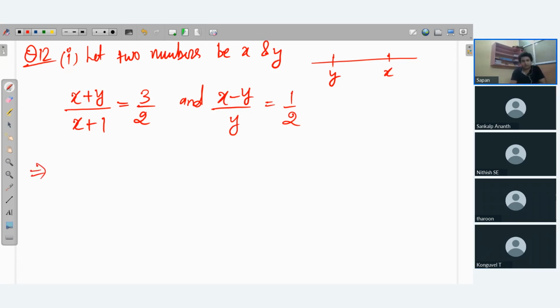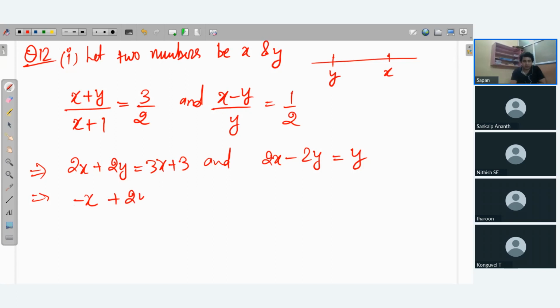Substitution. Again, cross multiplication. Firstly, we get the original form of the equations, which is 2x plus 2y equal to 3x plus 3, and 2x minus 2y equal to y. Here we have minus x plus 2y is equal to 3, and 2x minus 3y equal to 0. So you can pick any one. Let's say x equal to 3y by 2.